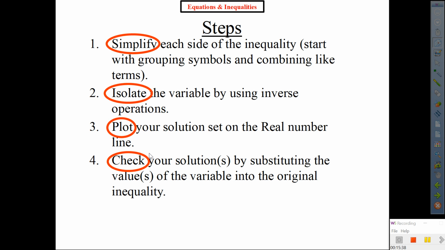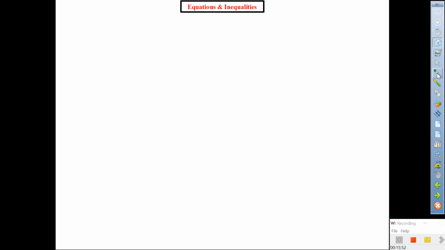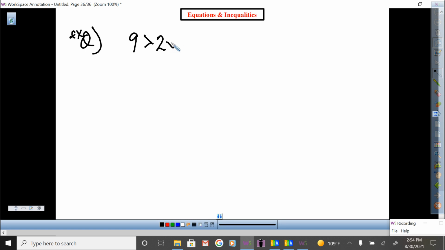All right. So in the center of your Cornell notes, where you should have put the box, I want you to write Example Q. Example Q. And we got 9 greater than 2x plus 1. All right, let's do this one together, yes? Draw your line down the inequality symbol.